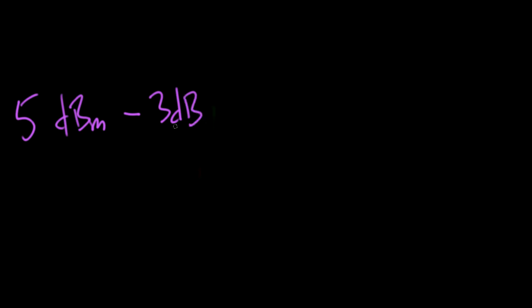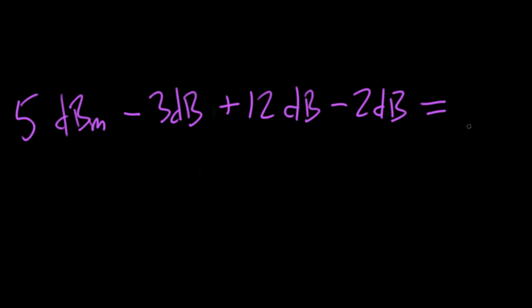Now, you'd actually want to subtract 3 dB because it's a loss. You're subtracting instead of adding. And then it goes through an amplifier that adds, let's say, 12 dB. And then you're running it over a long cable that has 2 dB of loss. And then you're connecting it to your antenna. So now you want to know exactly how much power there is at the antenna. Well, 5 minus 3, and then plus 12, and then minus 2. What is that? That's 12 dBm.